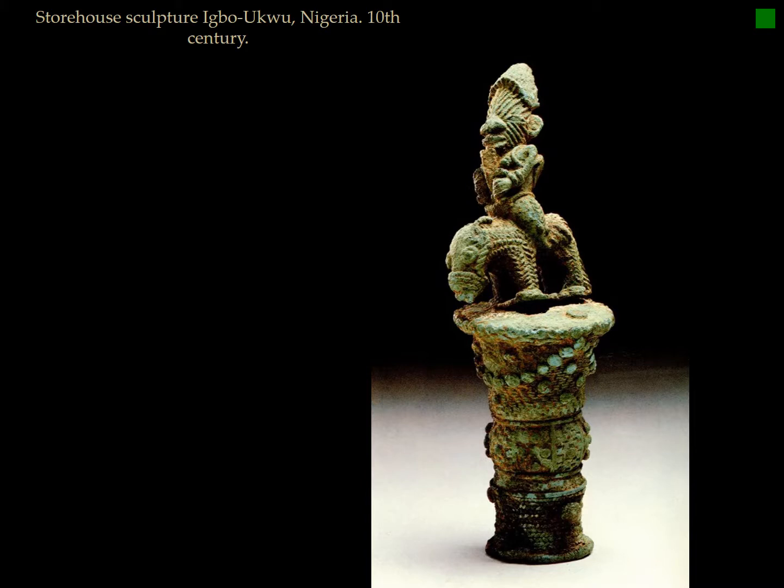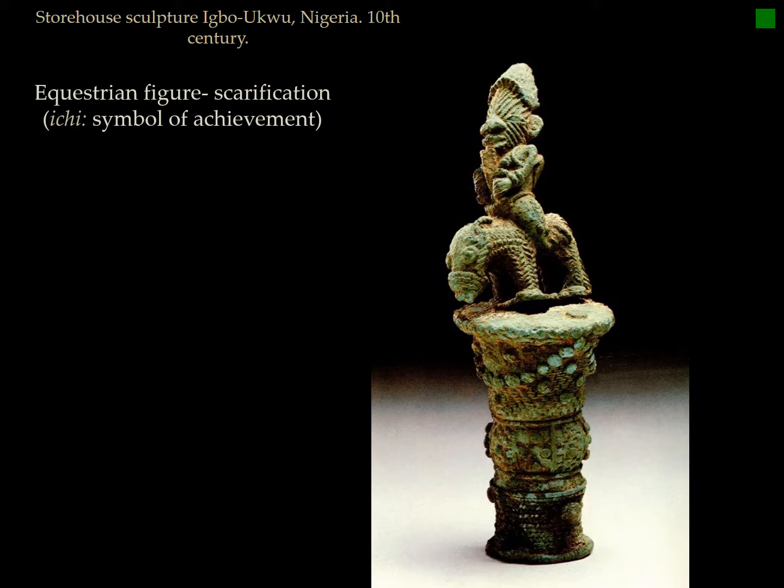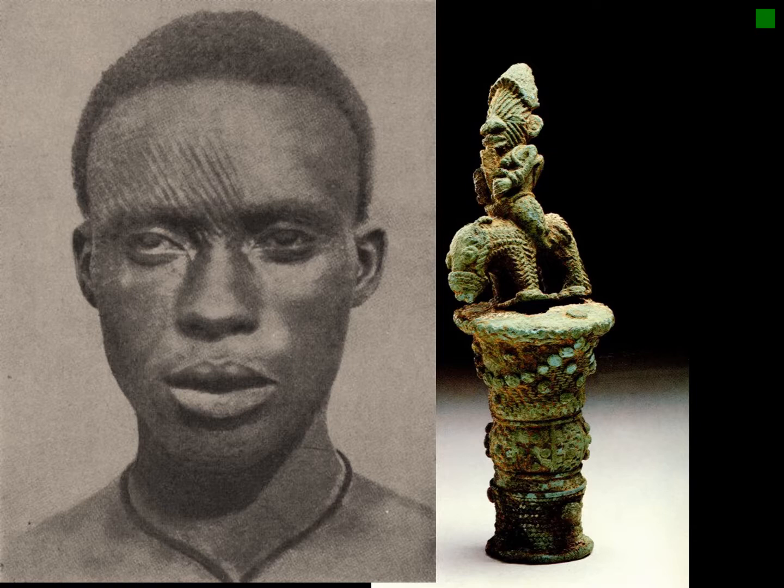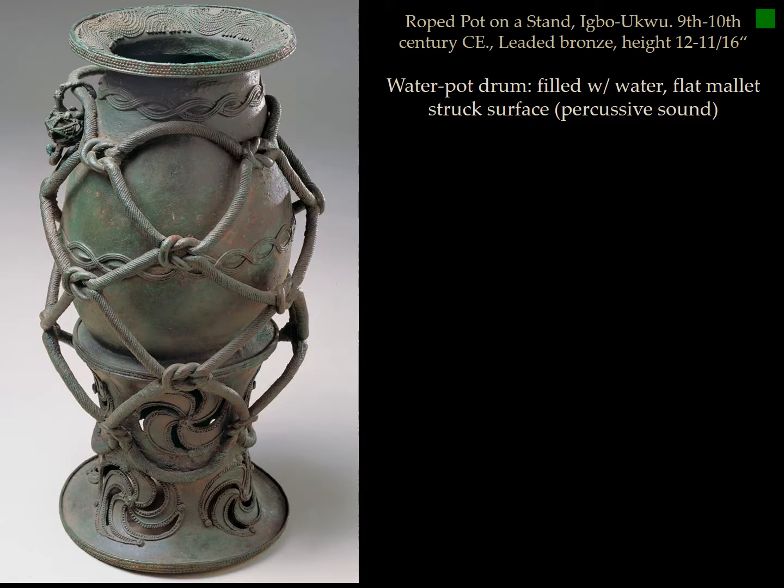Here in the storehouse sculpture at Igbo Ukwu, we have, as a finial staff here, this equestrian figure, or a man on a horse, showing on his face ichi, or scarification, which is a symbol of achievement and or rite of passage for these peoples in Nigeria. So they would systematically and consistently scar different parts of their face in different patterns. Along with finial staff decorations, we also have this water pot drum found in the same burial. These very often would be filled with water and then struck with a flat mallet to make a percussive sound.